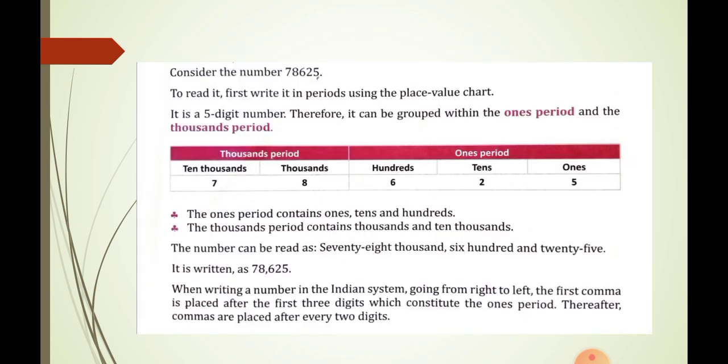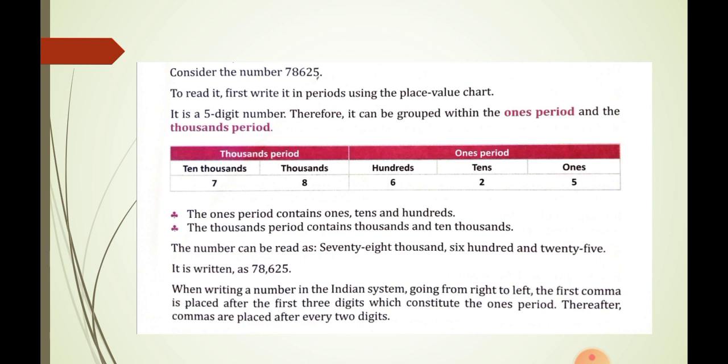Consider the number 78,625. So to read it, first write it in periods using the place value chart. So using the place value chart, we have to write these numbers in their places. It is a 5-digit number. Therefore, it can be grouped within the ones period and the thousands period.